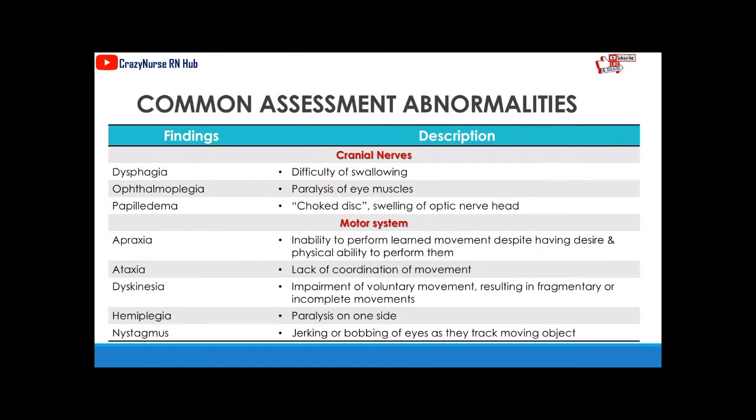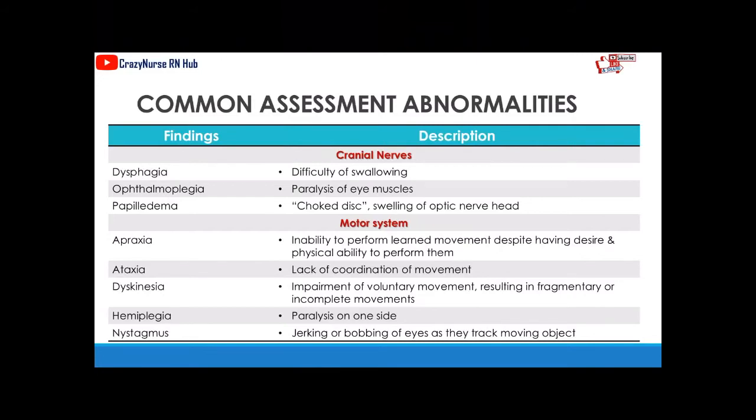For the cranial nerves, we have your dysphagia. It is the difficulty of swallowing. And your ophthalmoplegia. It is the paralysis of eye muscles and papilledema, choked disc or swelling of optic nerve head. For the motor system, we have your apraxia. It is the inability to perform learned movement despite having desire and physical ability to perform them.